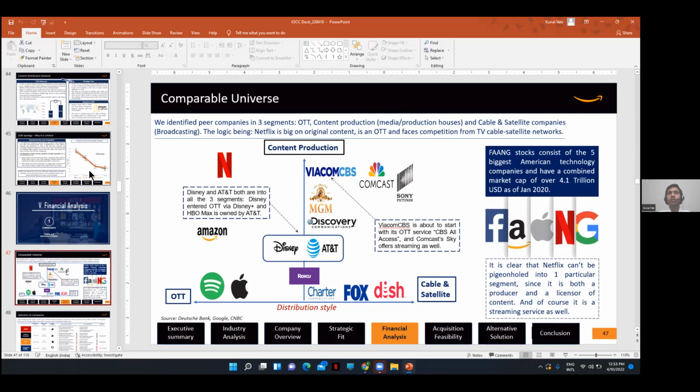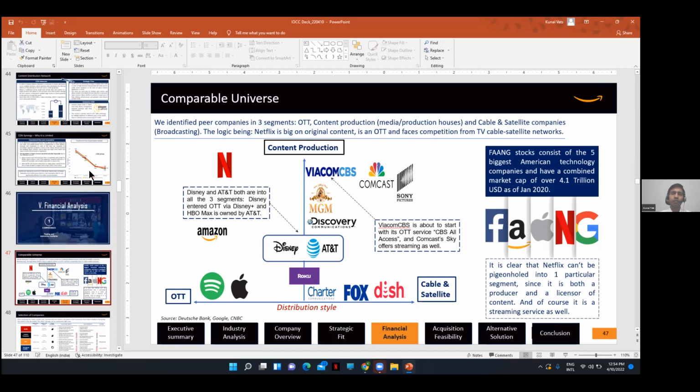It is technically into all three. With Disney Plus, it entered OTT, and it was already into the other two categories before. And you can see other companies here. Netflix lies on the OTT content productions side of things, and Viacom CBS, as you can see, the target we are about to propose, is mostly a cable satellite player with a touch of content production, and it also was about to come up with CBS All Access, but that was not yet launched. So that's why we've not counted that into OTT when we made the deck.